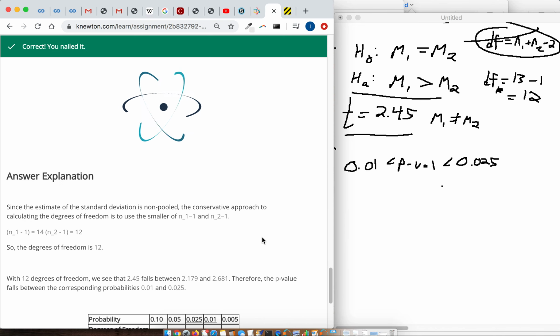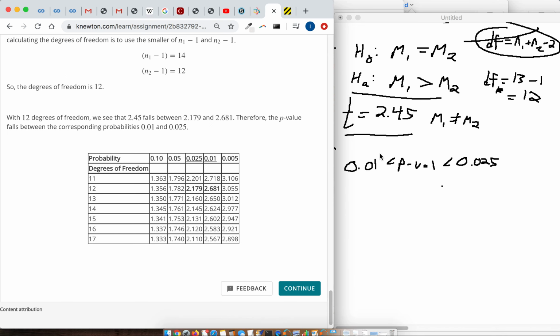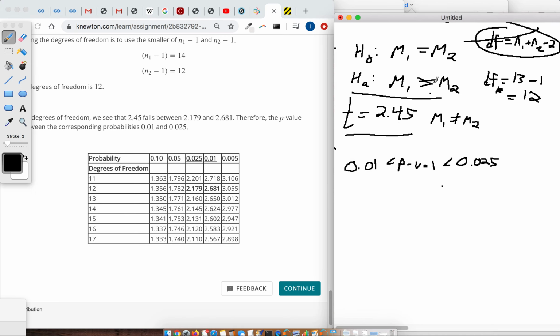But this is a one-tailed test. That's why we can just take the numbers straight from the table. So just watch out for that. If you have a two-tailed test, if it says does not equal, it means you have to double your p-value.